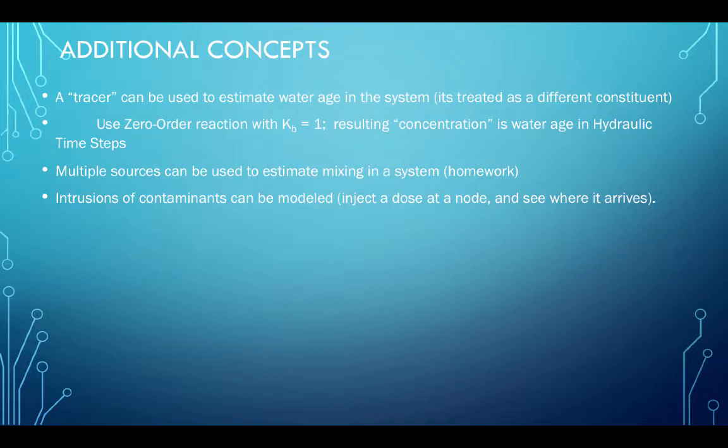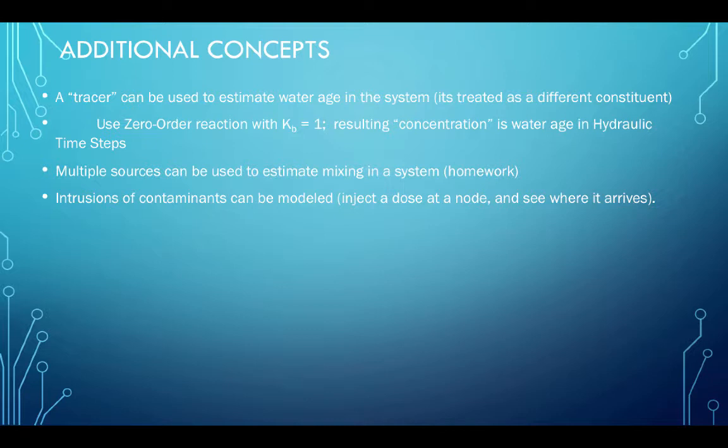We can use tracers to estimate water age in the system. In fact, tracer is a built-in component. You can use multiple sources to estimate mixing in the system. I have the word homework here. The way to do it in original EPANET is you would put a concentration to the source, get all the output, move that to a different source, and then from the two concentration values from the two different simulations, you can mix those values and then determine the ratios of what came from which source.